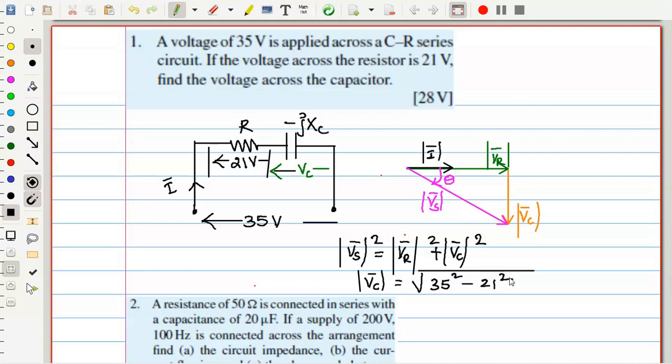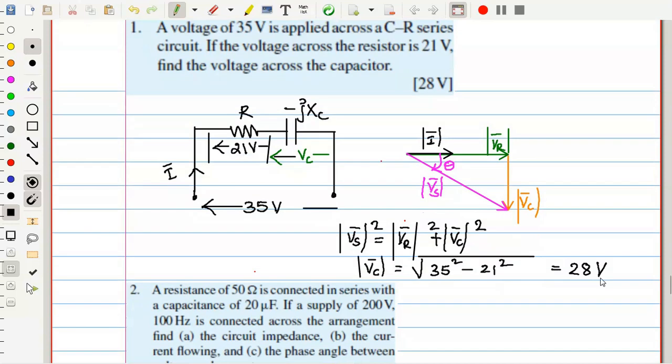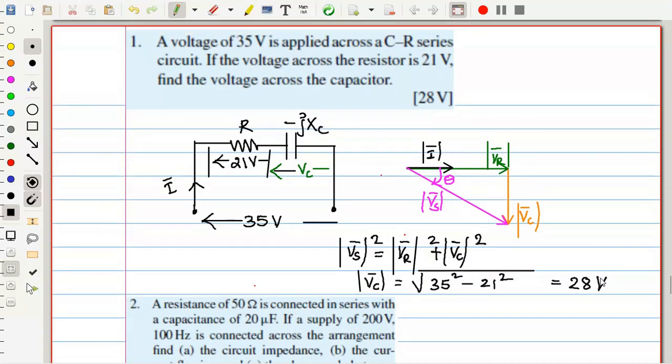How much is this? Somebody tell me. 35 square minus 21 square. 28 volts. Yeah, fine, 28 volts. So see the importance of the phasor diagram, that should be on the tip of your fingers. So you should be very careful about the phasor diagram.